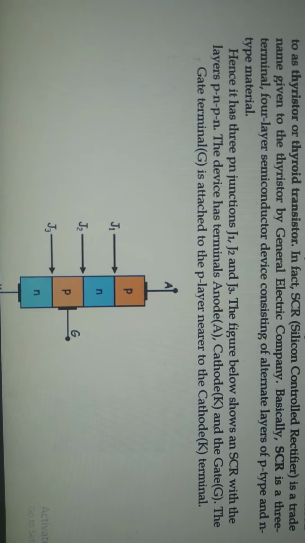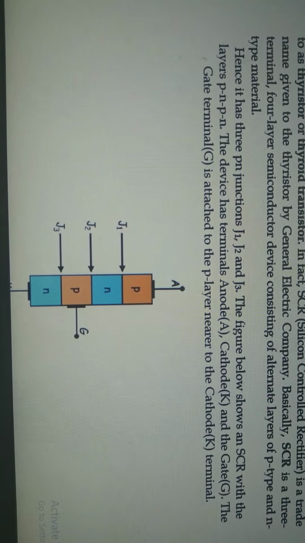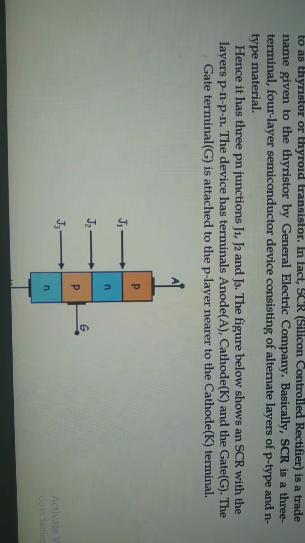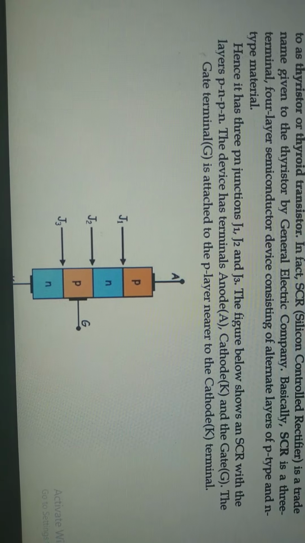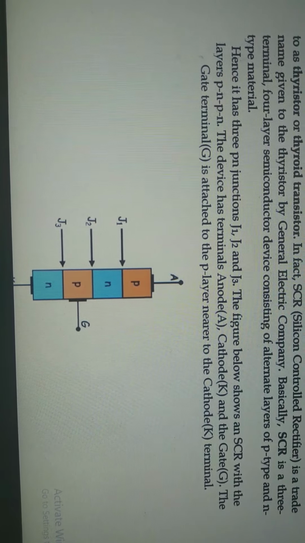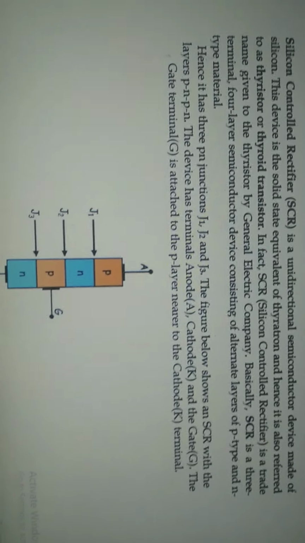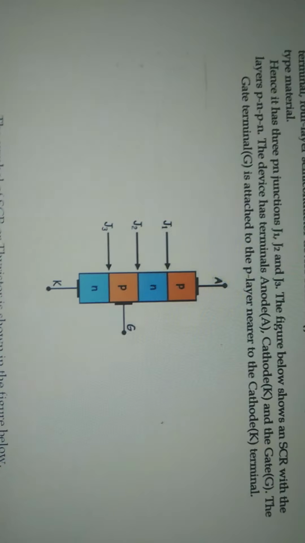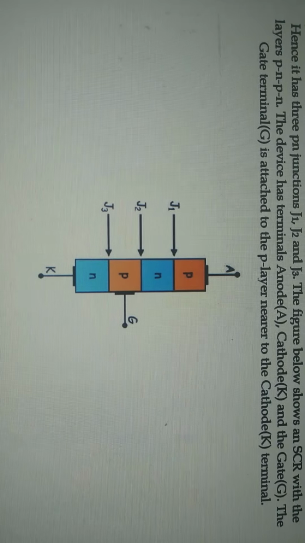Hence it is 3 p-n junctions, J1, J2 and J3. In the figure we can see the 3 junctions, PN layers and 3 terminals. The 3 terminals are anode, cathode and gate.